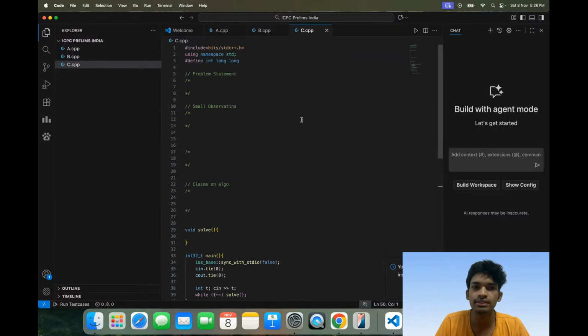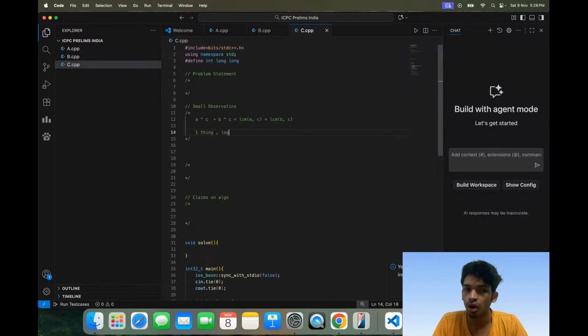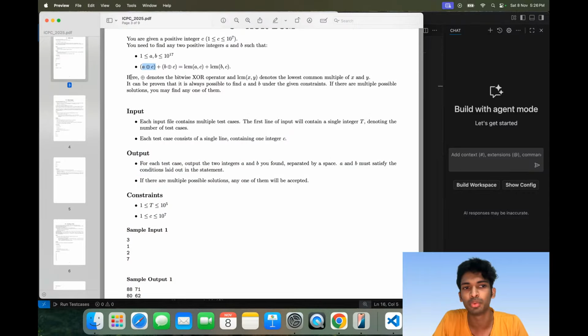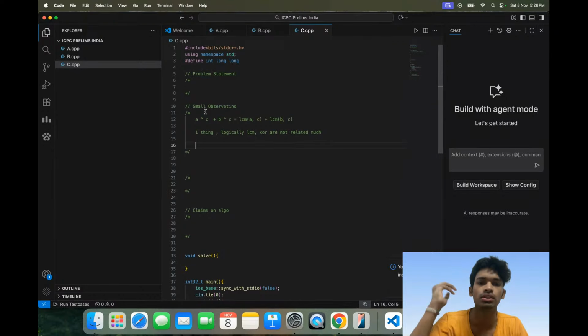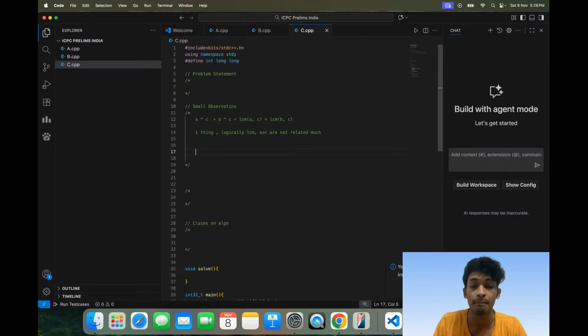Some observations you can make is A XOR C plus B XOR C equals LCM of A comma C plus LCM of B comma C. One thing is, logically LCM and XOR are not related much. So they told it can be proven. So how can the proof come? It cannot come like XOR and LCM will come into one place. But maybe A XOR C is always less than or equal to 2 times the minimum of A comma C, or 2 times the maximum of A comma C. This can be told always.